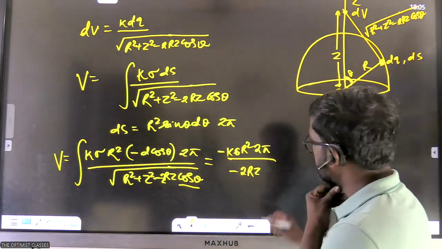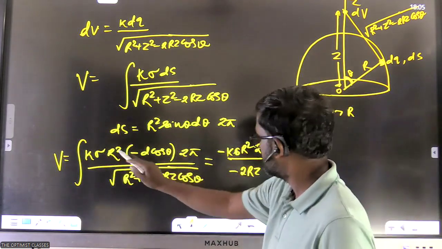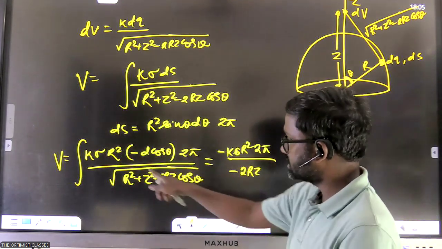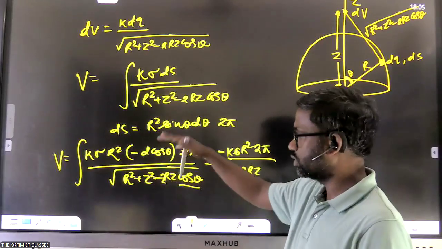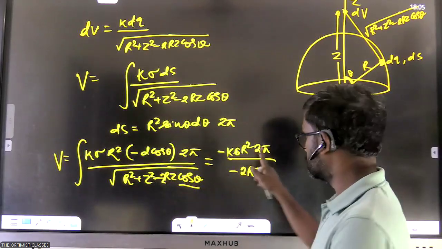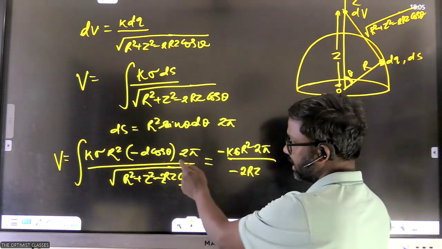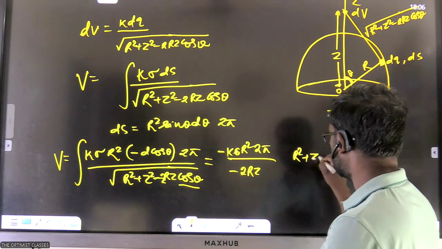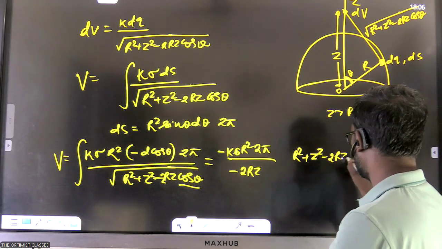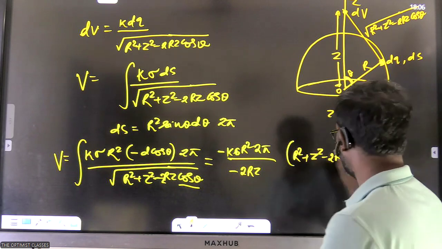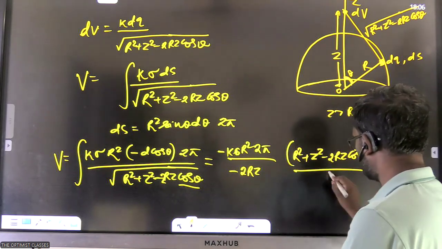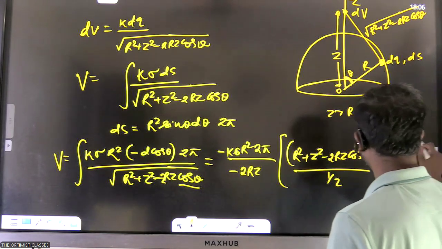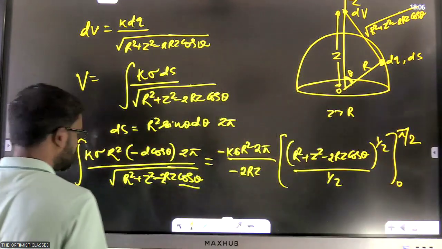Okay, and we have written everything, right? K sigma r square 2 pi. All right. And see, the power is here, if you take it to the numerator, power is minus 1 by 2. So on integration, you will get minus 1 by 2 plus 1, so it will become plus 1 by 2. So you will get here r square plus z square minus 2rz cos theta, and here power will become 1 by 2, and you will have to divide by 1 by 2. Okay. And now here you see limit is 0 to pi by 2. That's what you get.